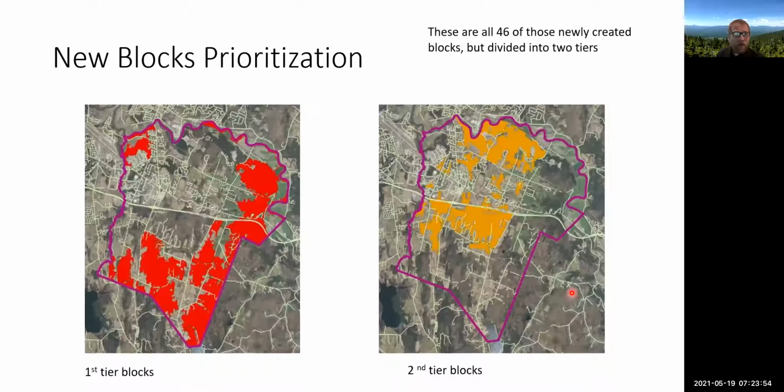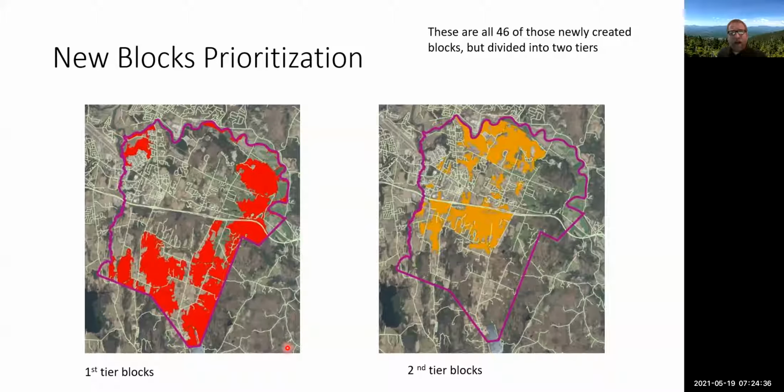Okay, so then we took those 46 blocks, the newly created ones, and I divided them up into 2 tiers, the first tier blocks and the second tier blocks. And when we last met, we discussed which went into which block. We spent a lot of time discussing that central block. And I was asked, why is that a second tier and not a first tier? And so we talked about that separation of which blocks were considered first tier, those most important ones, and which blocks were considered second tier.